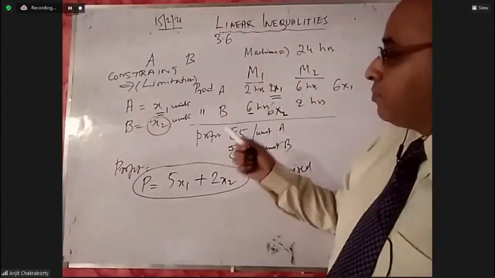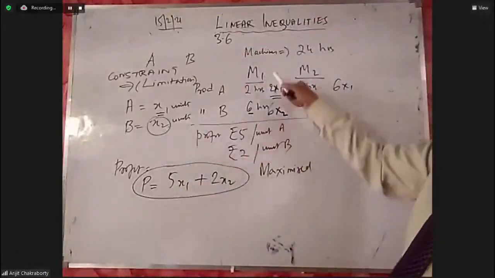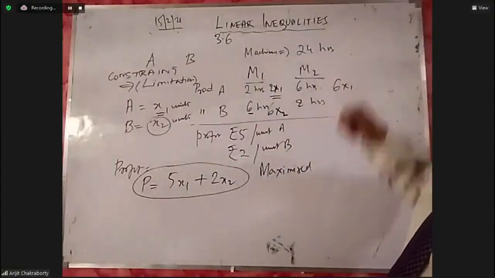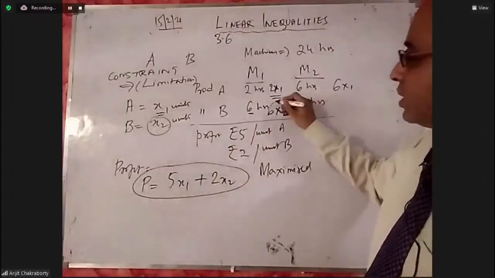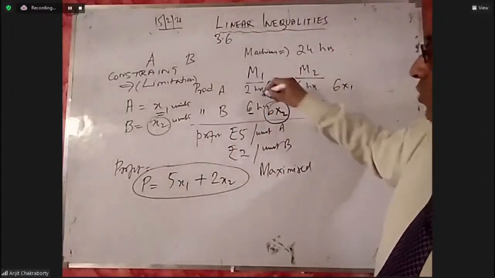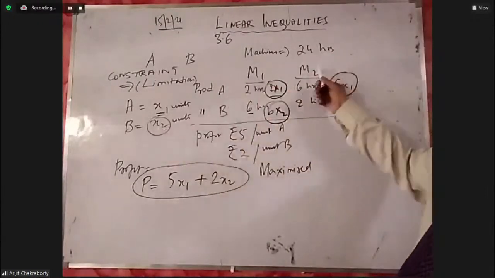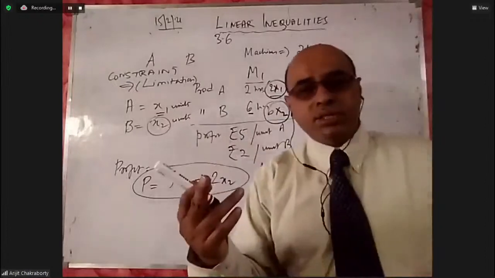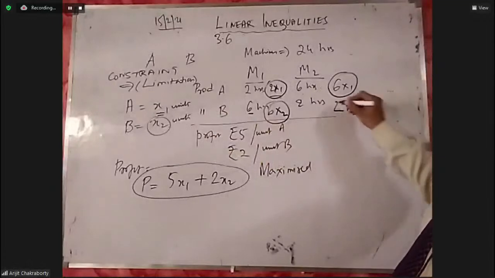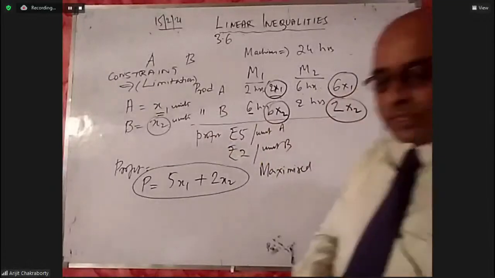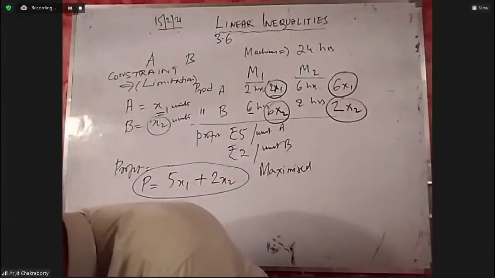Now, 1 unit of product B requires 6 hours in machine 1 and 2 hours in machine 2. So for X2 units in machine 1, the time taken will be 6X2. Here it is 2X1, here it is 6X1. And for X2 units in machine 2, each unit takes 2 hours, so X2 units will take 2X2 hours. Please see if you are clear up till now.